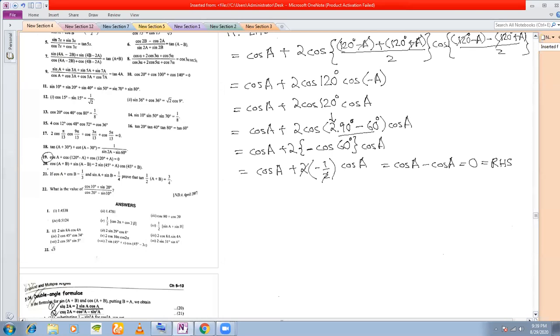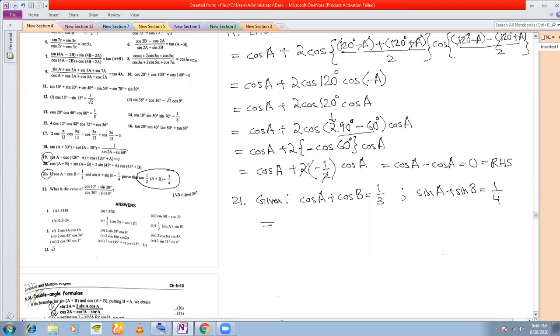Next one is 21. Okay, important problem, important type actually. So given cos A plus cos B is equal to 1/3. Also what is given to you is sin A plus sin B is equal to 1/4. Now see here, this is cos plus cos, isn't it? You have to prove that tan (A plus B)/2 is equal to 3/4.